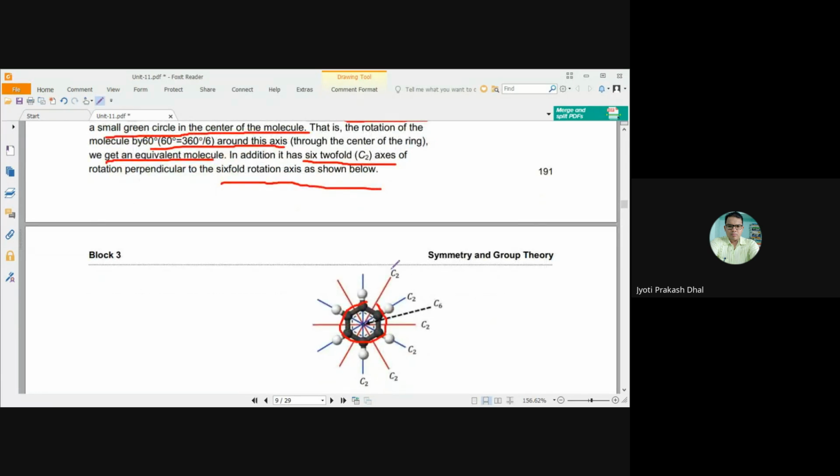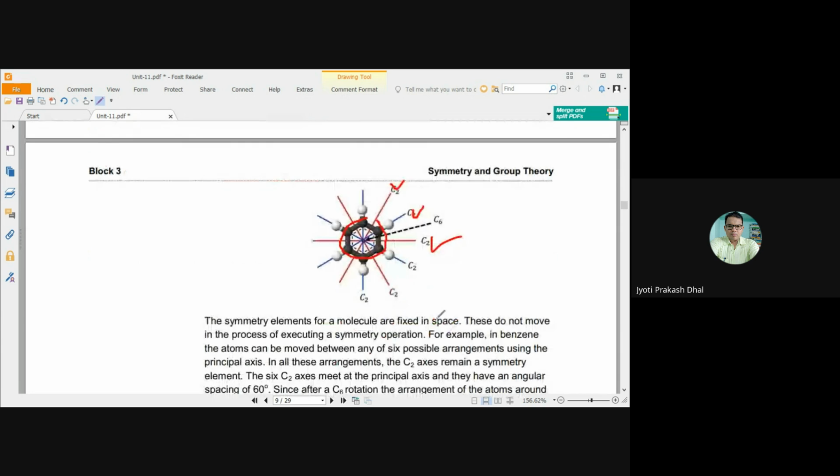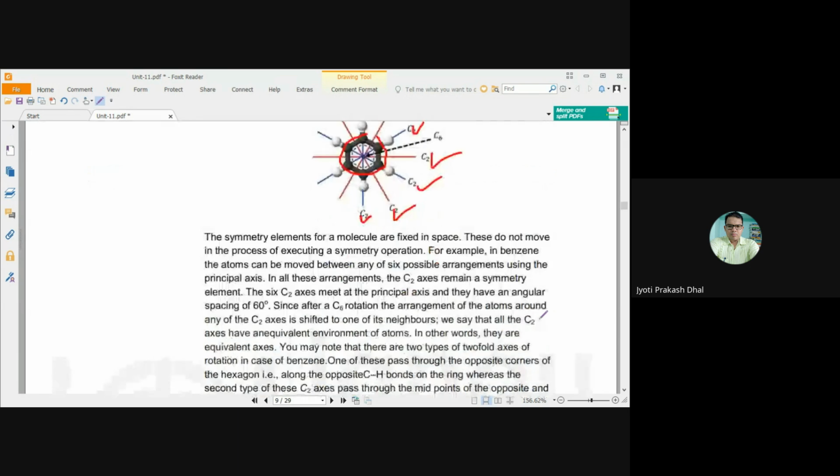So this is one C2 axis, this is another C2 axis, this is number 3, this is number 4, this is number 5, this is number 6. C2 axis of rotation means you have to rotate the molecule through 180 degrees. And the symmetry elements of a molecule are in space. These do not move in the process of executing a symmetry operation.